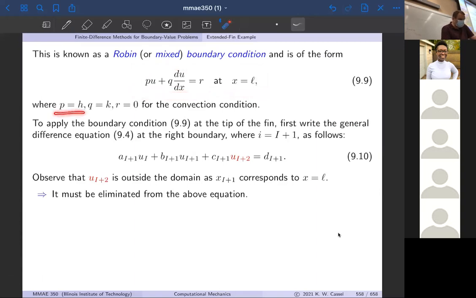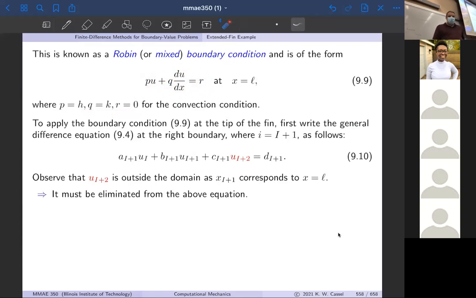In our case, the P is H, because that's what's multiplied by the U. Our Q is K, because that's what's multiplied by the du dx. And the R is equal to 0, because there is no R on the right-hand side. So the way that you would specify this is you would input the P, the Q, and the R. Those would be known, as they are here: H, K, and 0. You would input those three values, and that would define the boundary condition that's being enforced at the tip.